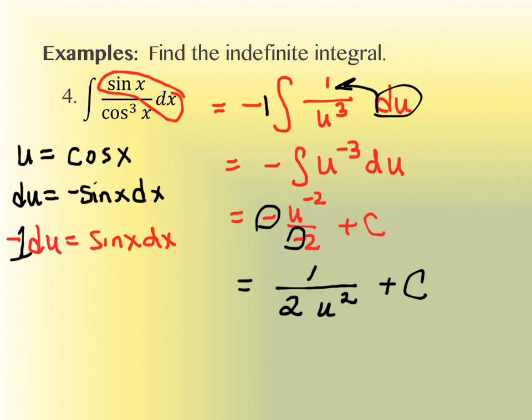Am I done? Not quite. I still need to replace that u, right? So this is 1 over 2. And u is actually cosine. So cosine squared, which we usually leave written like this, but if you put it in parentheses with the squared on the outside, that's okay too. And then plus my c.